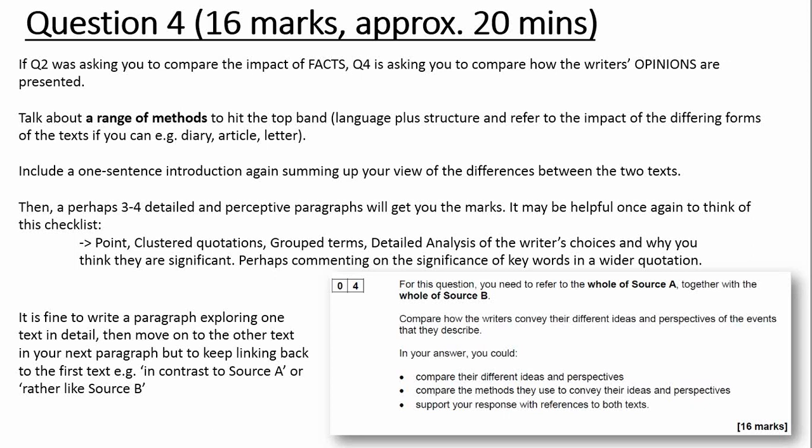Let's see then what the actual question says. It says, compare how the writers convey their different ideas and perspectives of the events that they describe. In your answer, you could compare their different ideas and perspectives. That's helpful, just in case you haven't worked that out from reading the question itself. You could compare the methods that they use to convey their ideas and perspectives, and support your response with references to both texts.